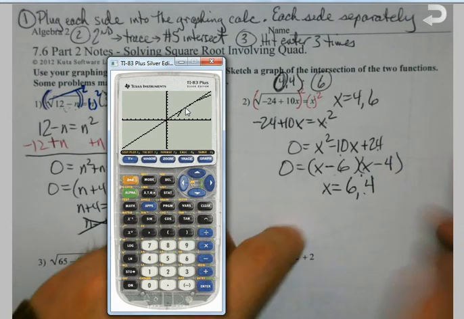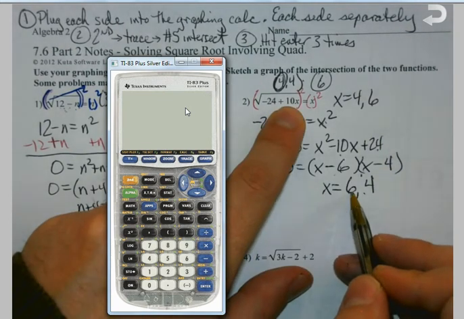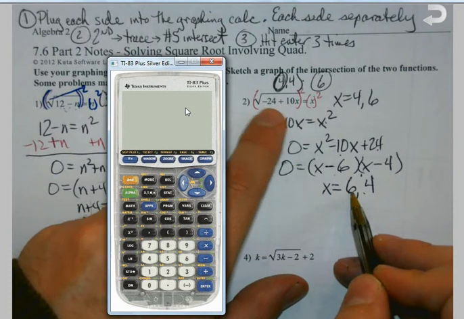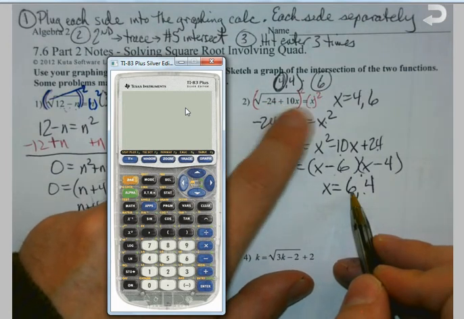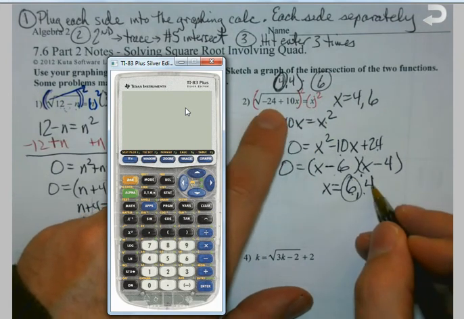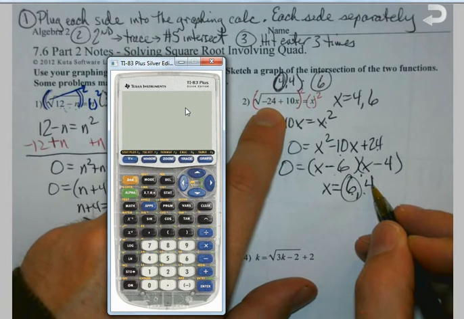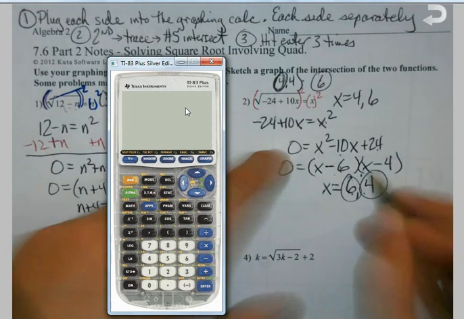And again, I can just do a quick plug-in to make sure they work. 10 times 6 is 60. 60 minus 24 is 36. Square root of 36 is 6. Equals x, 6. Okay, that one worked. 4, 40. 10 times 4 is 40. Minus 24 would be 16. Square root of 16 is 4. Okay, they both worked.